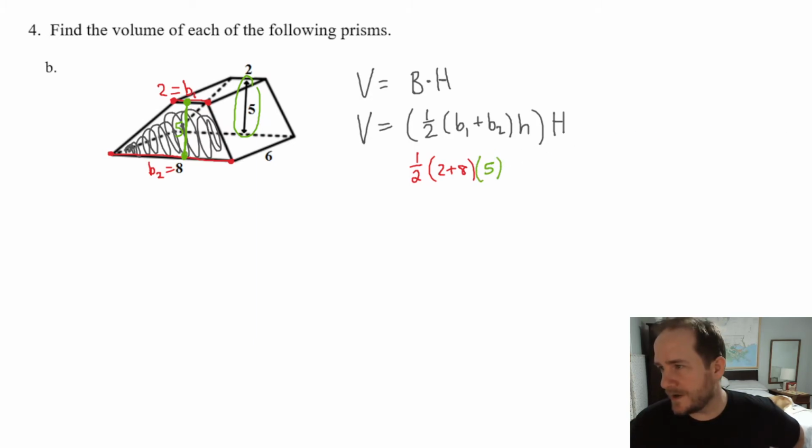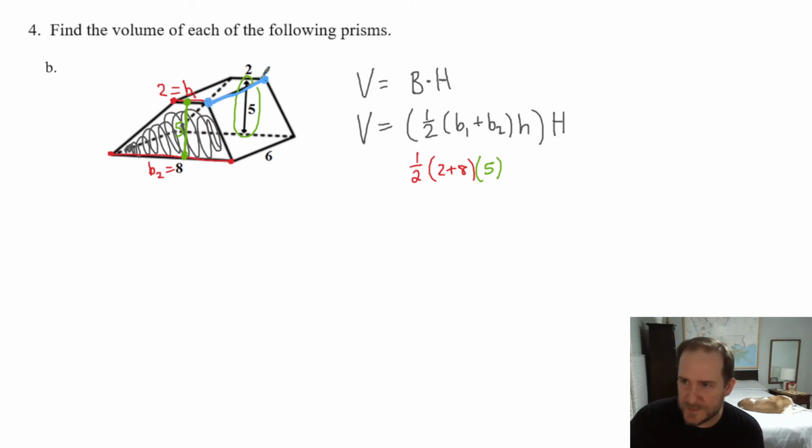Then you need the actual height of the prism, and the height of the prism is going to be the distance between the two trapezoids. So you can pick any two corners and connect them. That distance there is the height of the prism. Again, it doesn't matter that that distance is up and down. Heights don't have to be up and down anymore. Heights just have to measure the distance between the two bases.